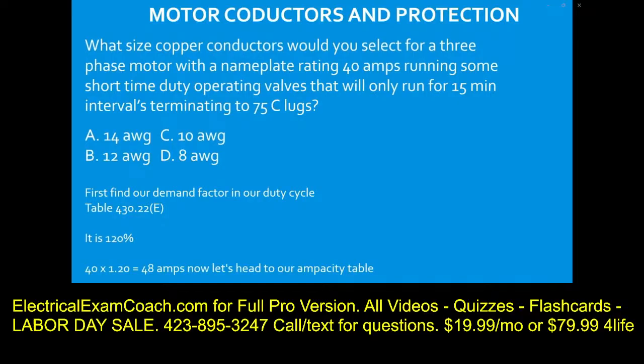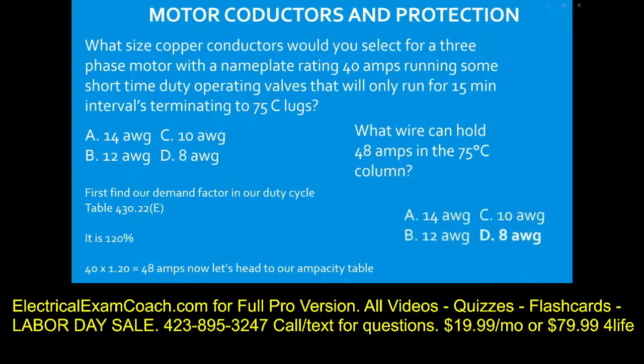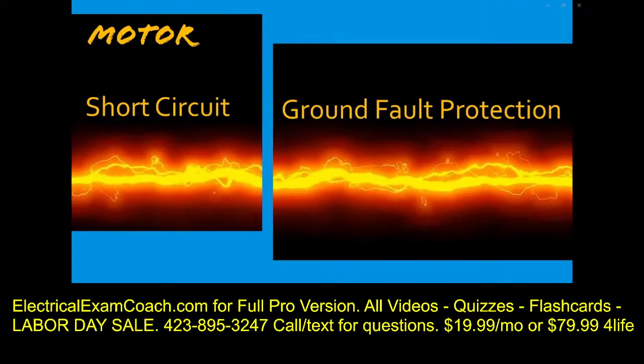Let's head to our ampacity table. Let's find a wire that will hold 48 amps in the 75 degree C of the copper side. And in this case, we're going to select D. Great job. Now we're going to learn about motor short circuit ground fault protection.